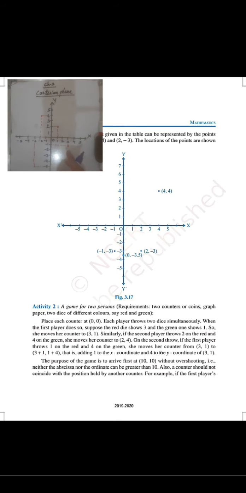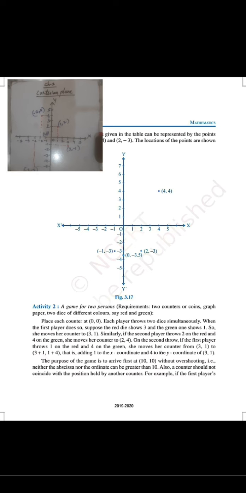The coordinate of the first point is (-2, 4). The coordinate of the second point is (3, -1). Then (-1, 0), then (1, 2), and (-3, -5). Now we have plotted the 5 points.